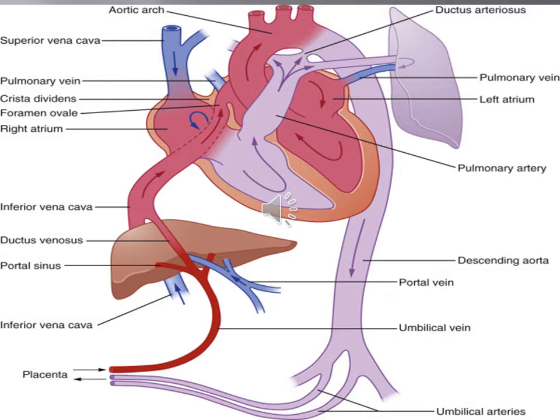It will pass through the umbilical vein from the placenta, from the maternal circulation exactly, to the placenta. It will pass by the umbilical vein to the liver. In the liver, two things will occur.